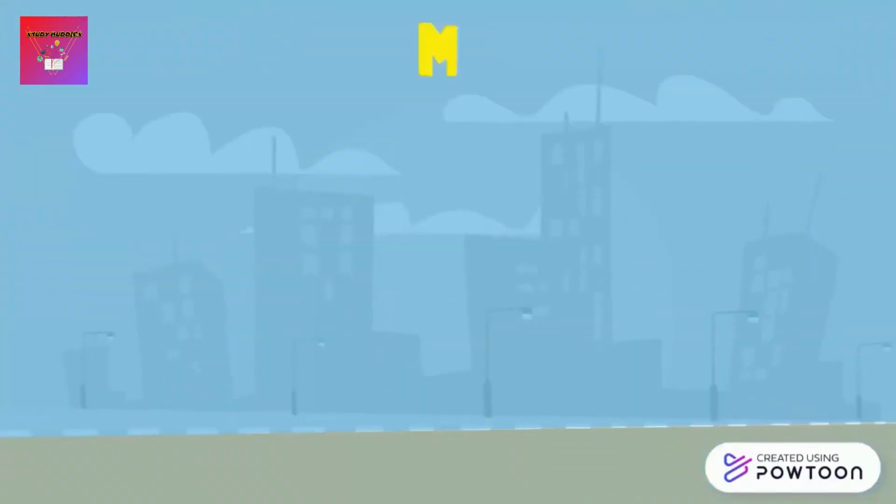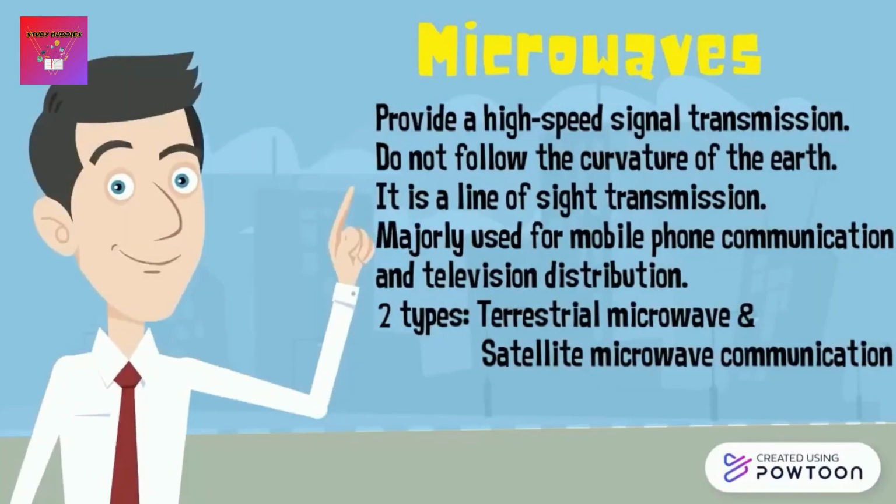The second unguided media is microwaves. Microwaves are radio waves that provide a high-speed signal transmission. They do not follow the curvature of the earth. It is a line of sight transmission. For example, the sending and receiving antennas need to be properly aligned with each other. The distance covered by the signal is directly proportional to the height of the antenna. These are majorly used for mobile phone communication and television distribution. There are two types of microwaves. Firstly, terrestrial microwave and secondly, satellite microwave communication.